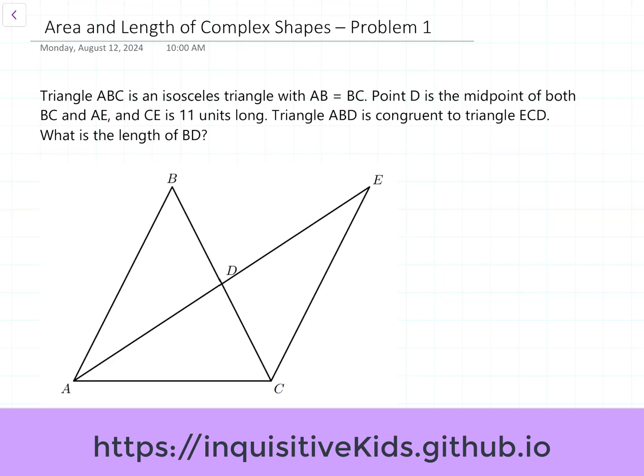Triangle ABC is an isosceles triangle with AB equal to BC. Point D is the midpoint of both BC and AE, and CE is 11 units long. Triangle ABD is congruent to triangle ECD. What is the length of BD? Now I want you to pause the video and try to solve this on your own, using what we've already known from triangles, circles, and quadrilaterals.